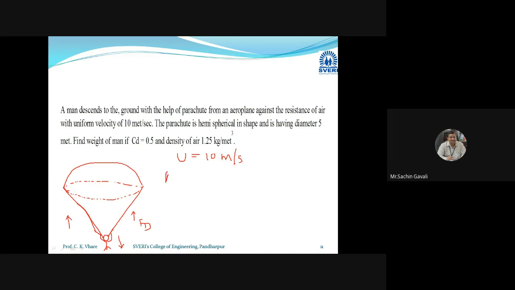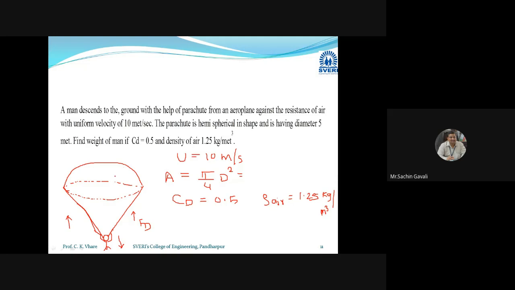So the area of projection will become π/4 into d square. Everybody has to calculate this. And CD is equal to what? 0.5. And the rho of air, that is 1, but actually it is 1.25 kg per meter cube.